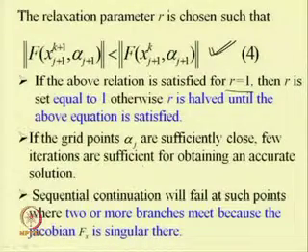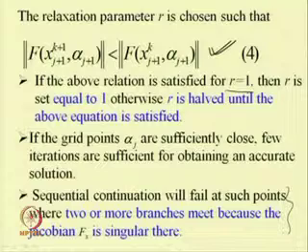Sequential continuation will fail at the singular points, where the derivative is equal to 0, such as the saddle-node bifurcation point, pitchfork bifurcation points or transcritical bifurcation point. In this way one can use the sequential continuation technique to find the solution, or otherwise one can use the following method.